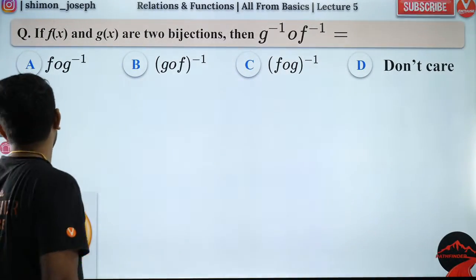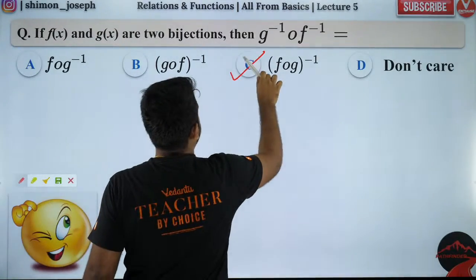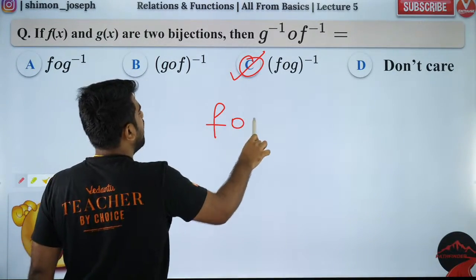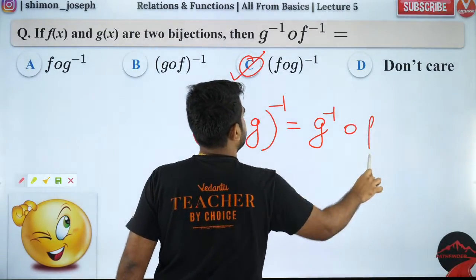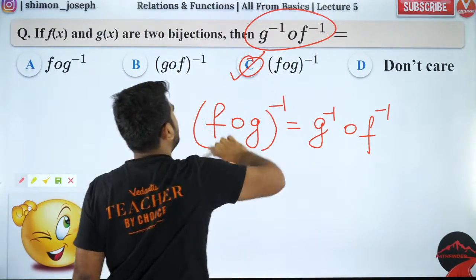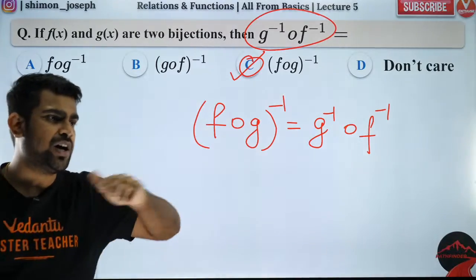Okay, great. So people, the answer is absolutely right. (f∘g) the whole inverse, by reversal law, becomes g inverse of f inverse, which is what is given to us. So that is why C is the answer. You guys are ultimate.